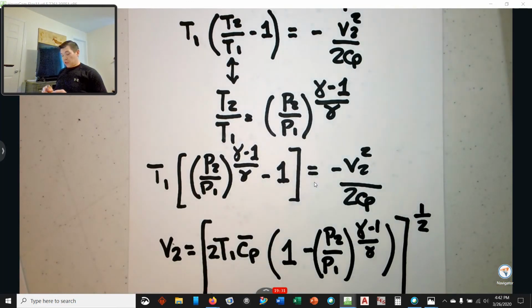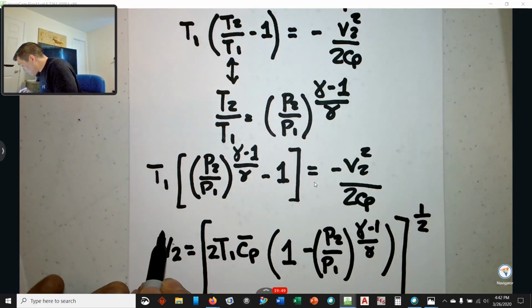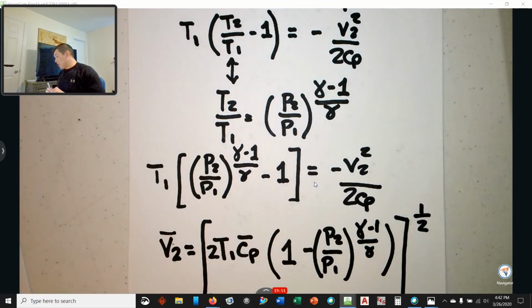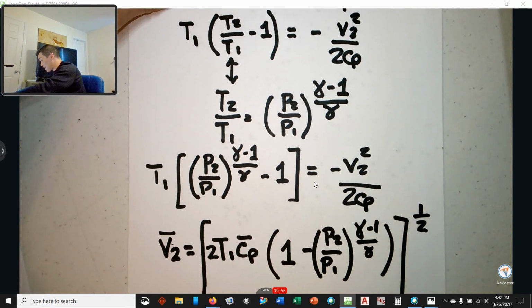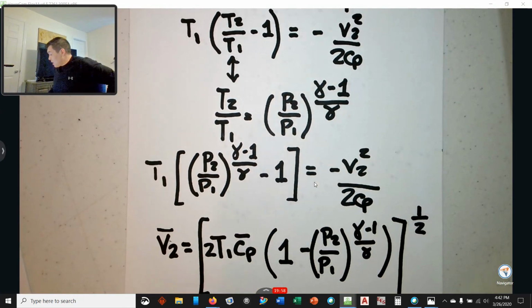So now if we know what the tank temperature is, and that might just be stored at room temperature, like the environment temperature, and we have an idea of the pressure difference between the environment and the tank, we now have an expression for the average velocity at the outlet of the nozzle. So we can get an idea of the speed of the air or whatever gas we have in that container as a function of pressure.